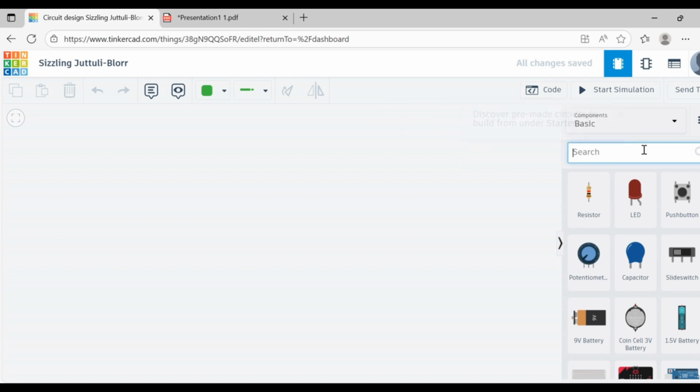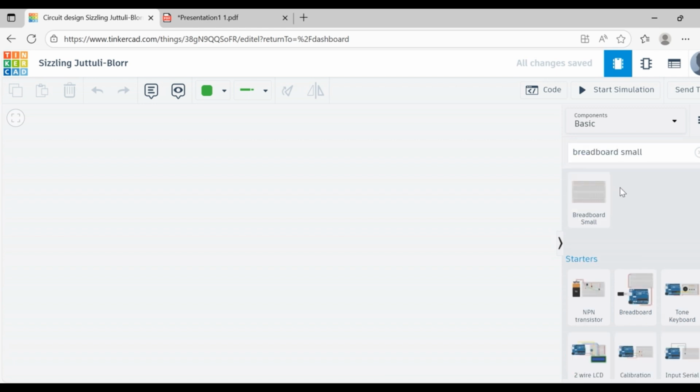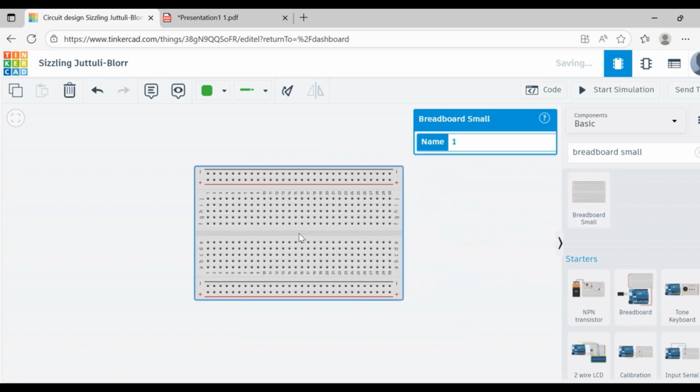Let's try to bring the components into our dashboard first. Let's search for breadboard. Breadboard small would be sufficient for the project we are doing now. Try bringing breadboard small onto your workspace.